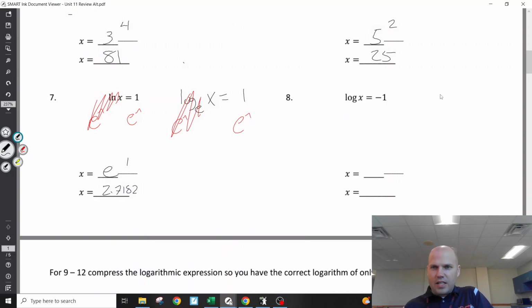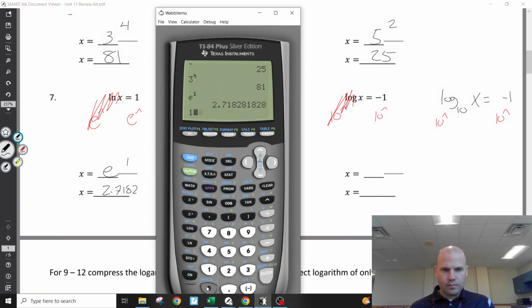If you don't see a base and it's log, since it's used so often, it gets its own button. It's log base 10. So undoing a log base 10, you do 10 to the. 10 to the log base 10 goes away. You get x equals 10 to the negative first, 0.1 or 1/10.